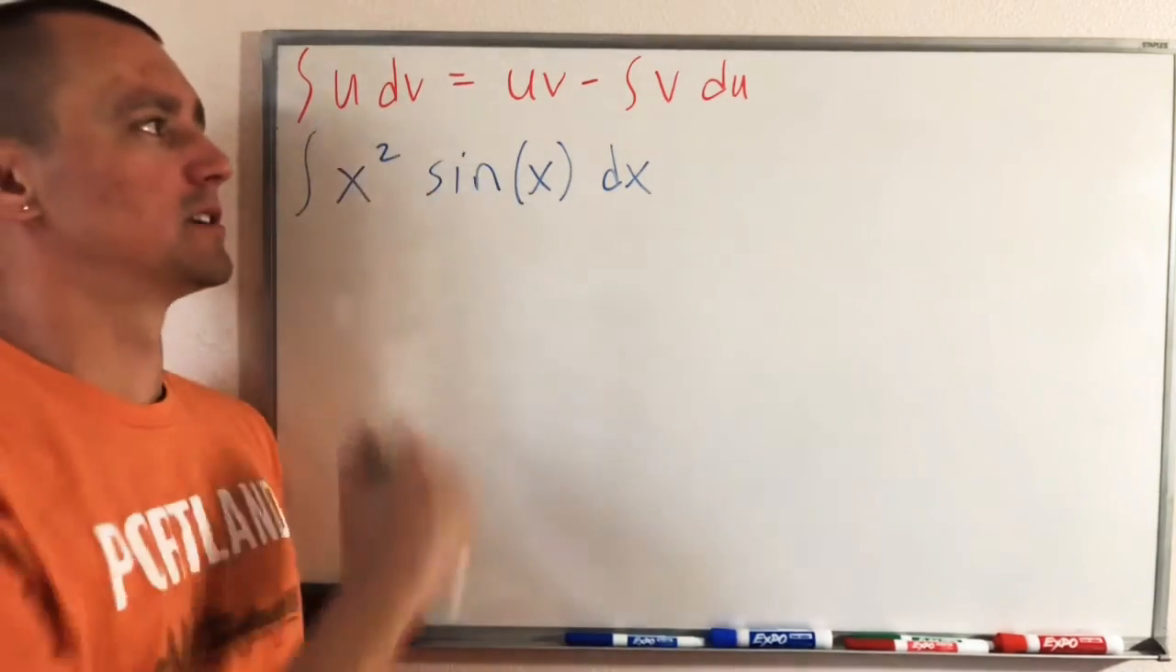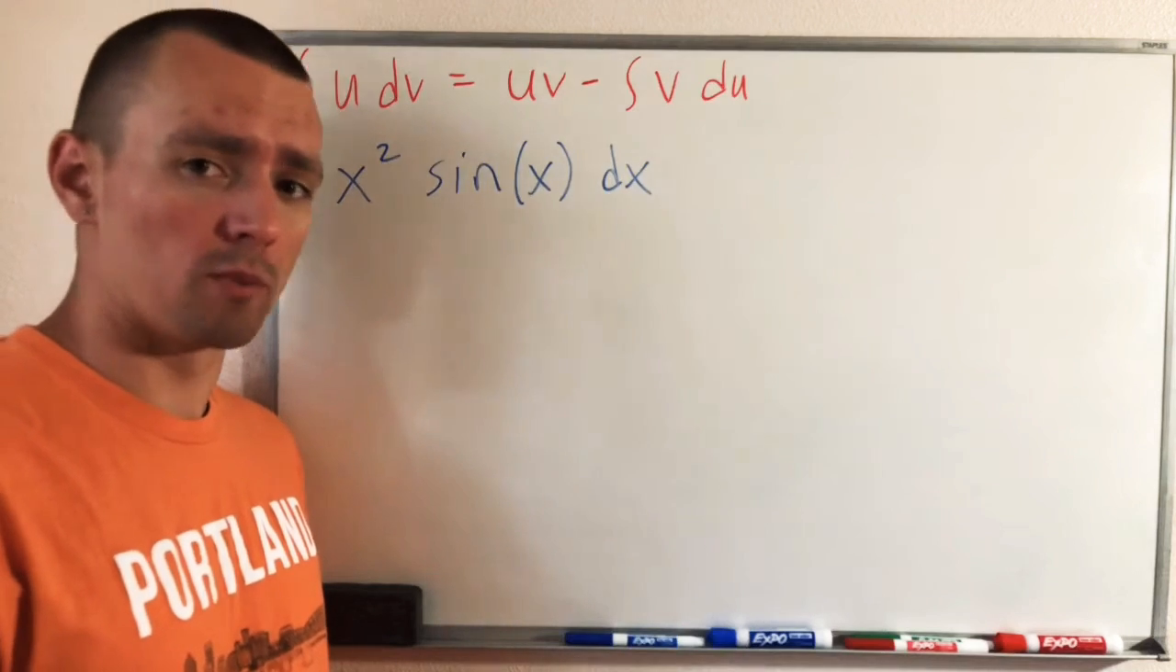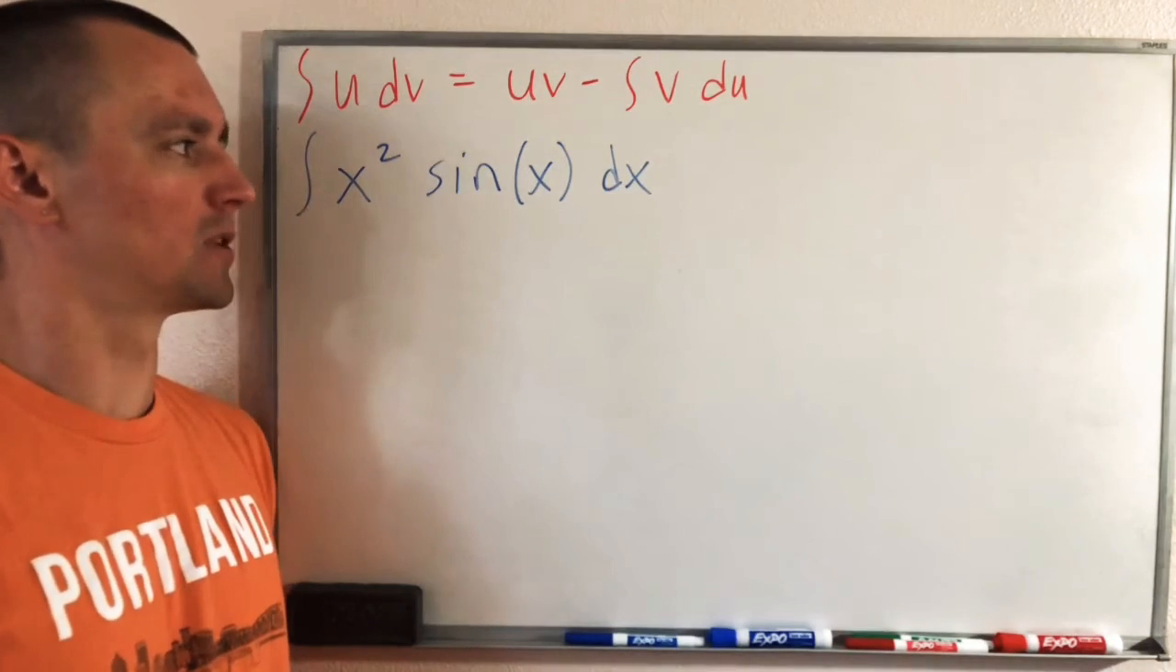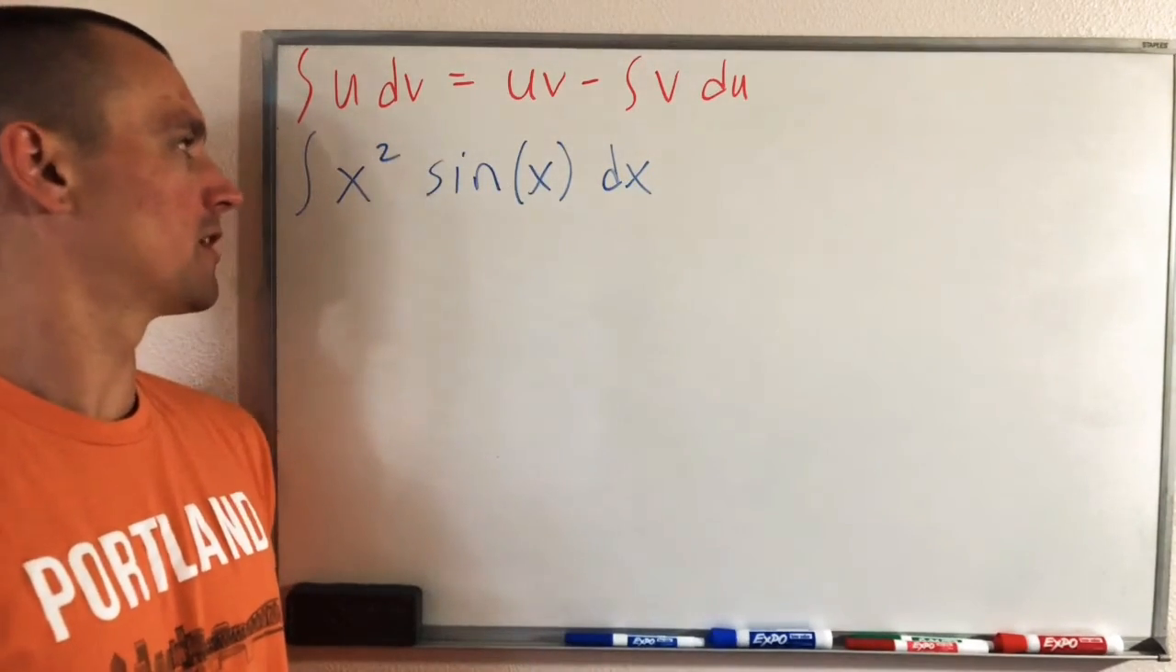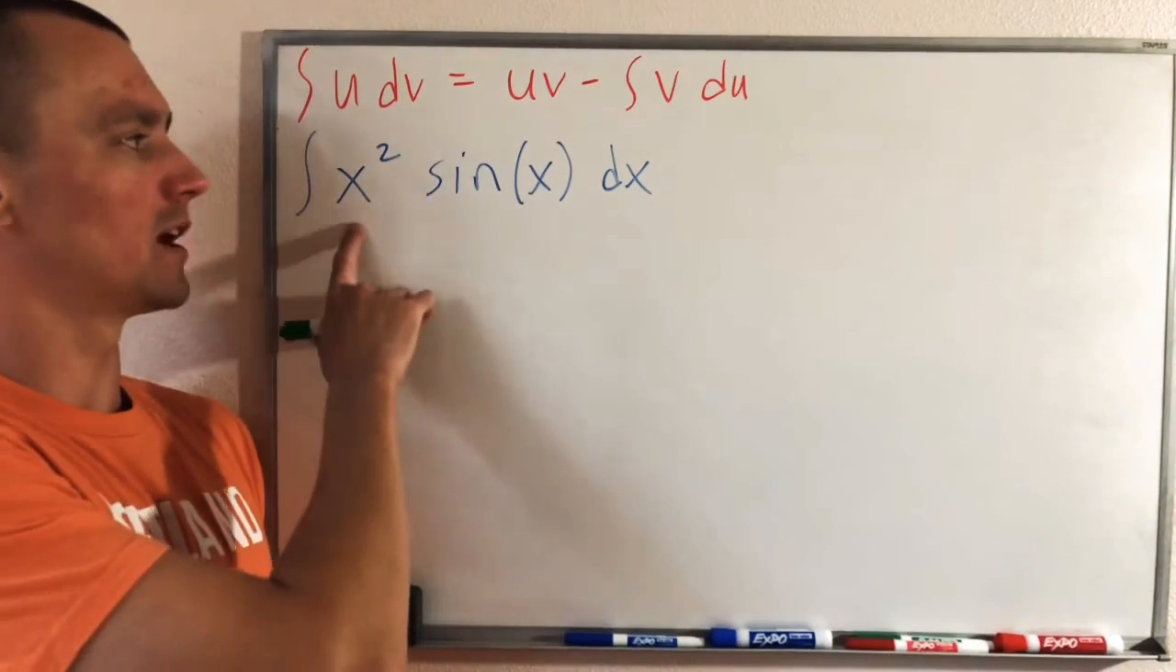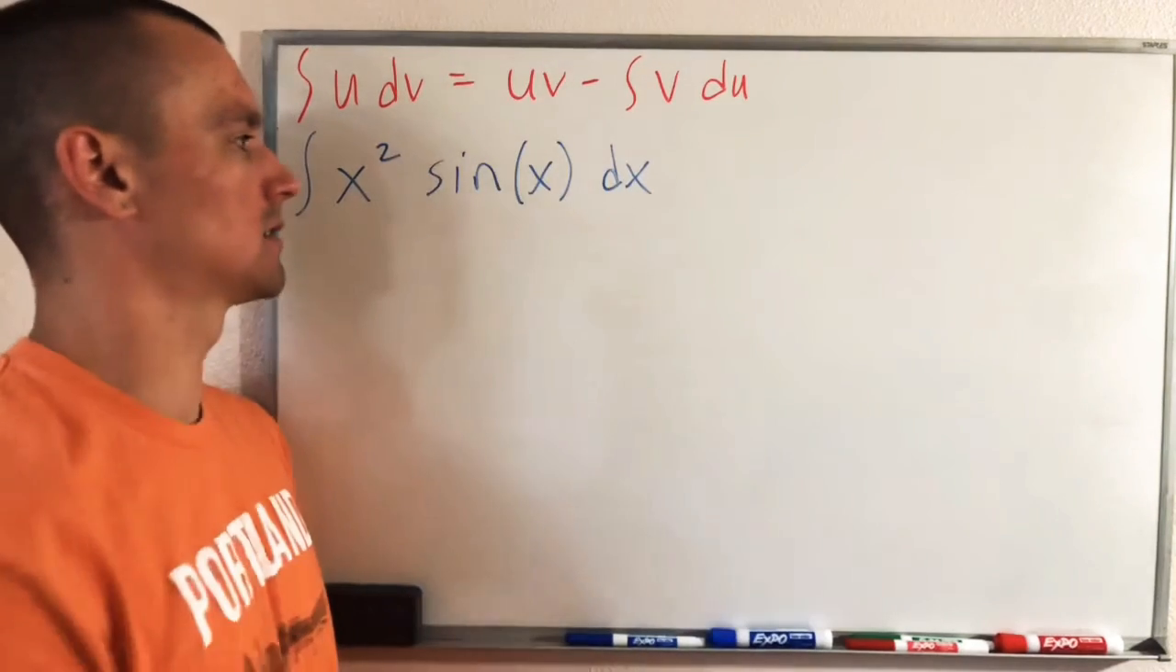Up at the top here I just have the integration by parts formula written out so that we can refer up to that. But here is the integral that we're going to be evaluating. We're going to find the antiderivative of x squared times sine x dx.